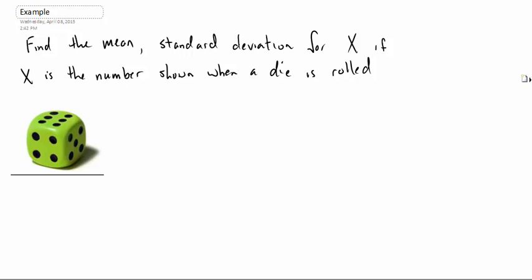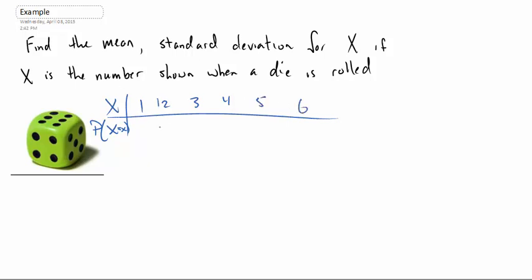Find the mean and standard deviation for random variable x if random variable x is the number shown when a die is rolled. Okay, so what does our probability distribution look like? Well, what values can our random variable take on? 1, 2, 3, 4, 5, or 6. And if this is a fair die, and unless we're told otherwise, we're to assume that it's a fair die, so each of these has probability of 1/6.